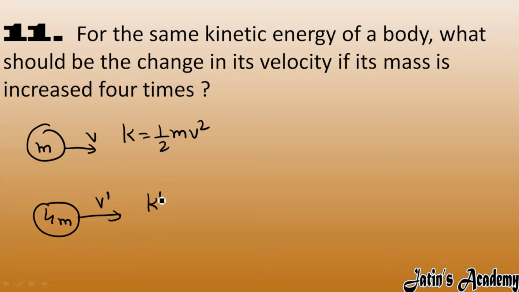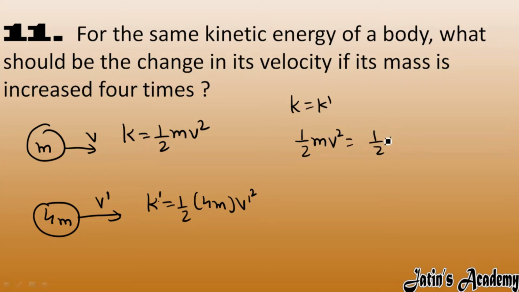This k dash and this k are the same. Okay, k dash is equal to k. Now k dash we have half, mass 4m, and velocity v dash square. Here v dash means the new velocity. So just equate these equations. Half m v square is equal to half 4m v dash square. Half and half cancel out directly, mass and mass cancel out. So this 4 goes to the left side, so we divide by 4 here.